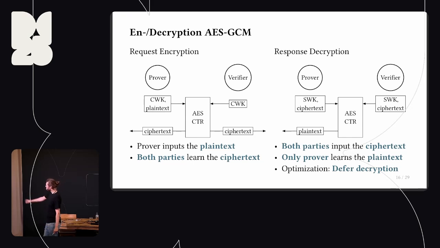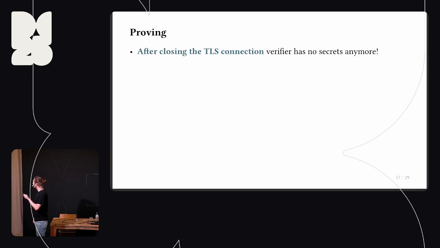There is an optimization you can do here, which is called deferred decryption. That's basically if you only have one request, one response, there is no reason to decrypt the response in the online phase, because you can do it afterwards, and then you don't incur any MPC overhead on that, right? So why can you do that?